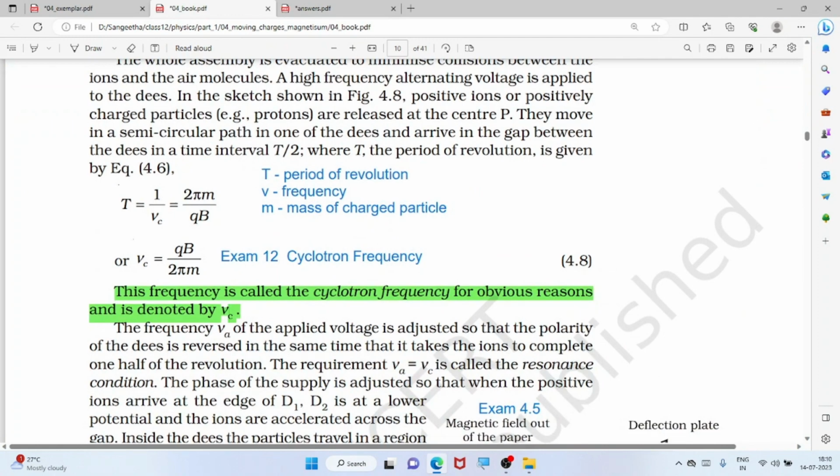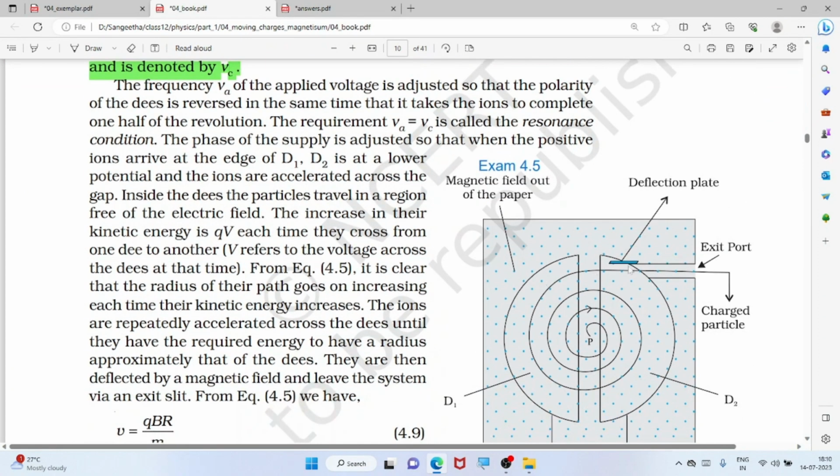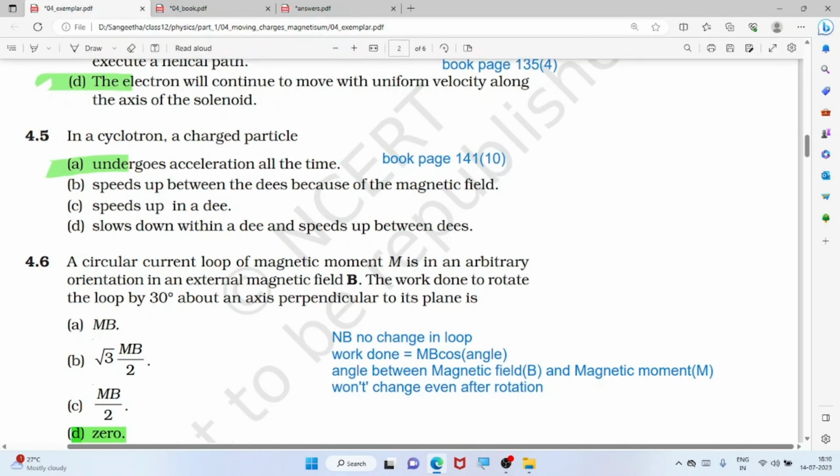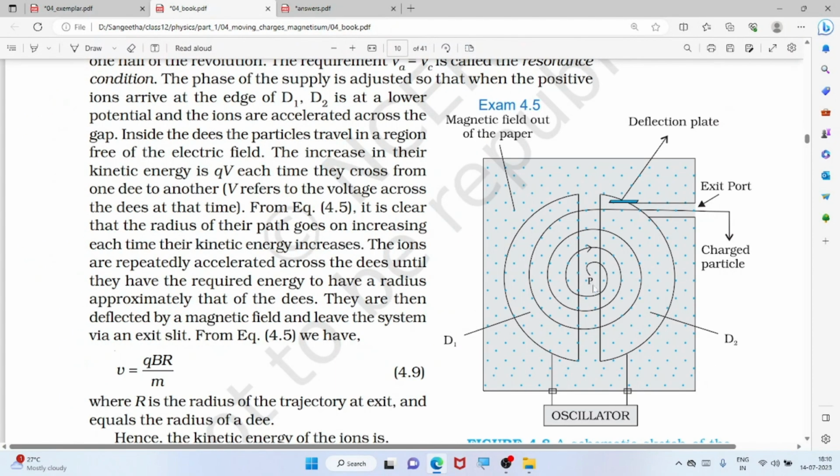This is the cyclotron formula. Here you can go through how this works. All the time the acceleration changes. Whenever the charged particle moves, the polarity of these two disks keeps on changing, so the acceleration will keep on changing.